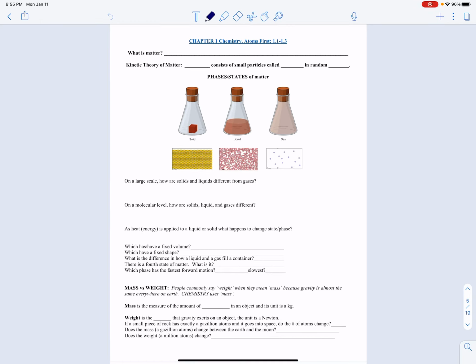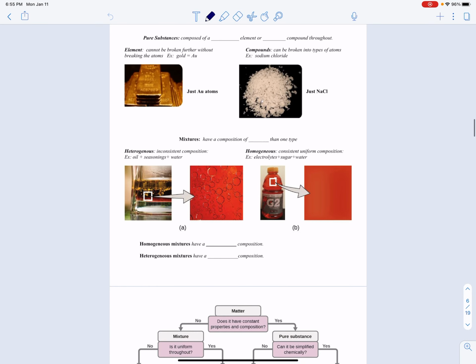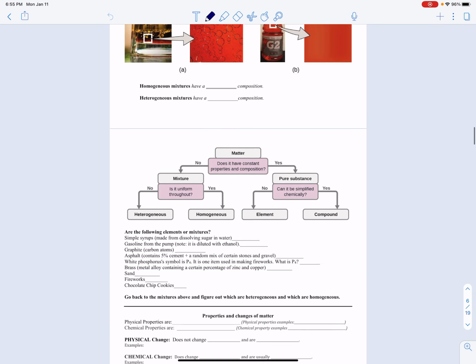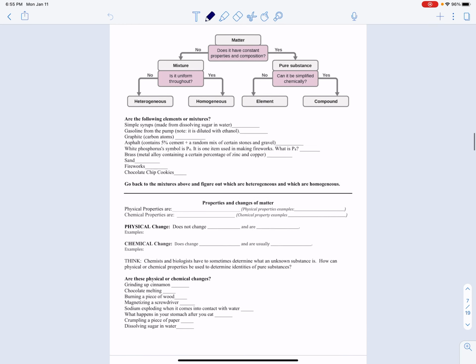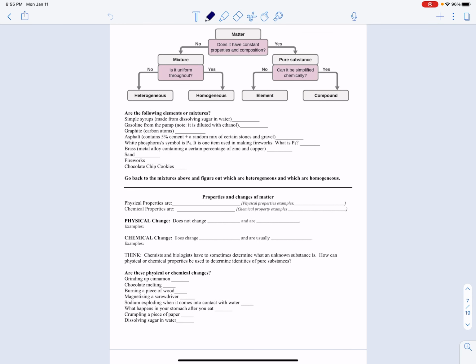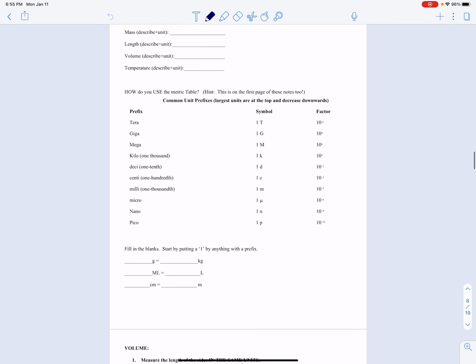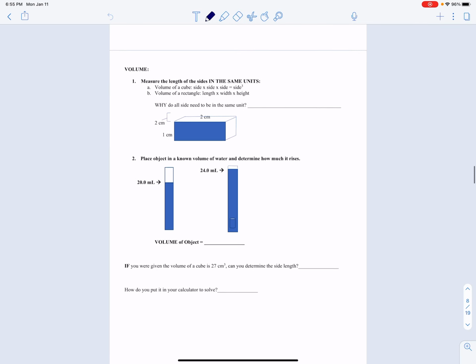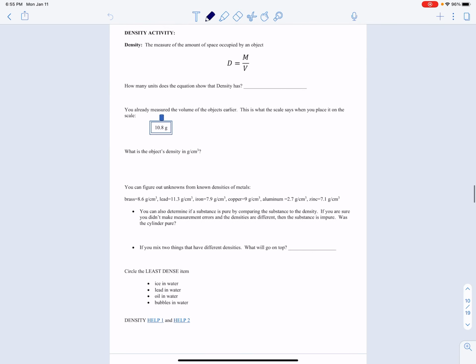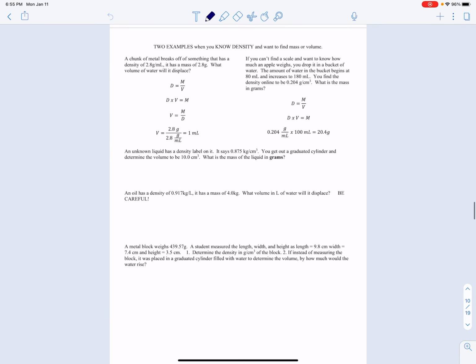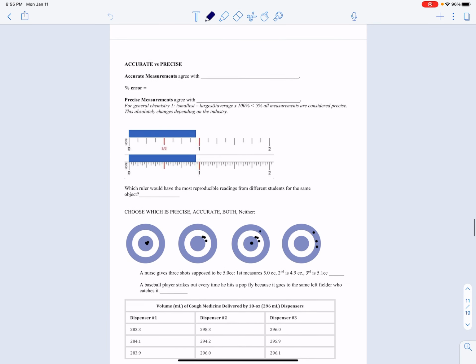So we want everyone to fill in this page, and a little bit of this page before we get to class. This is the easier material to understand. And then in class, we're going to look at how to deal with prefixes when we have units, we're going to look at how to deal with volume, and we're going to look at density. And at the very end, we're going to look at accuracy and precision.